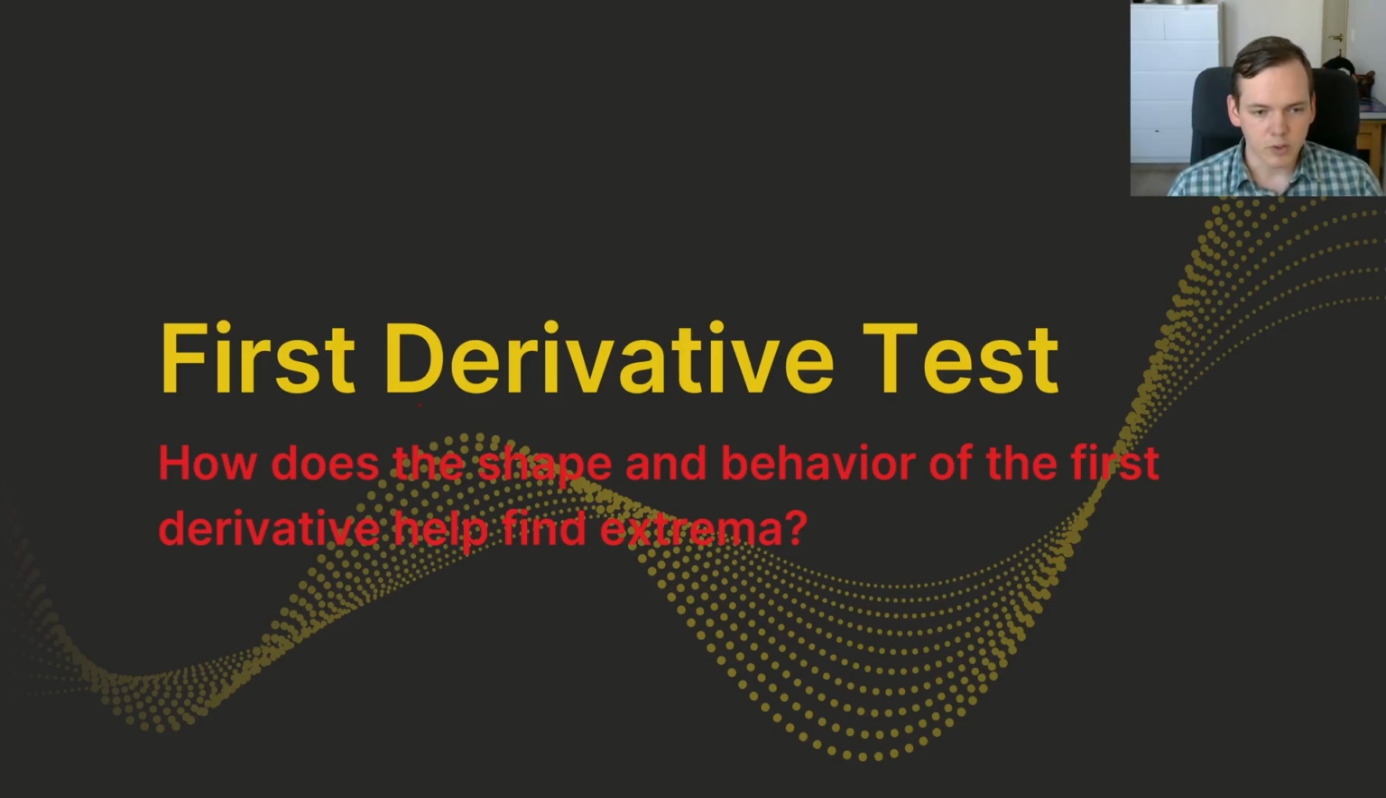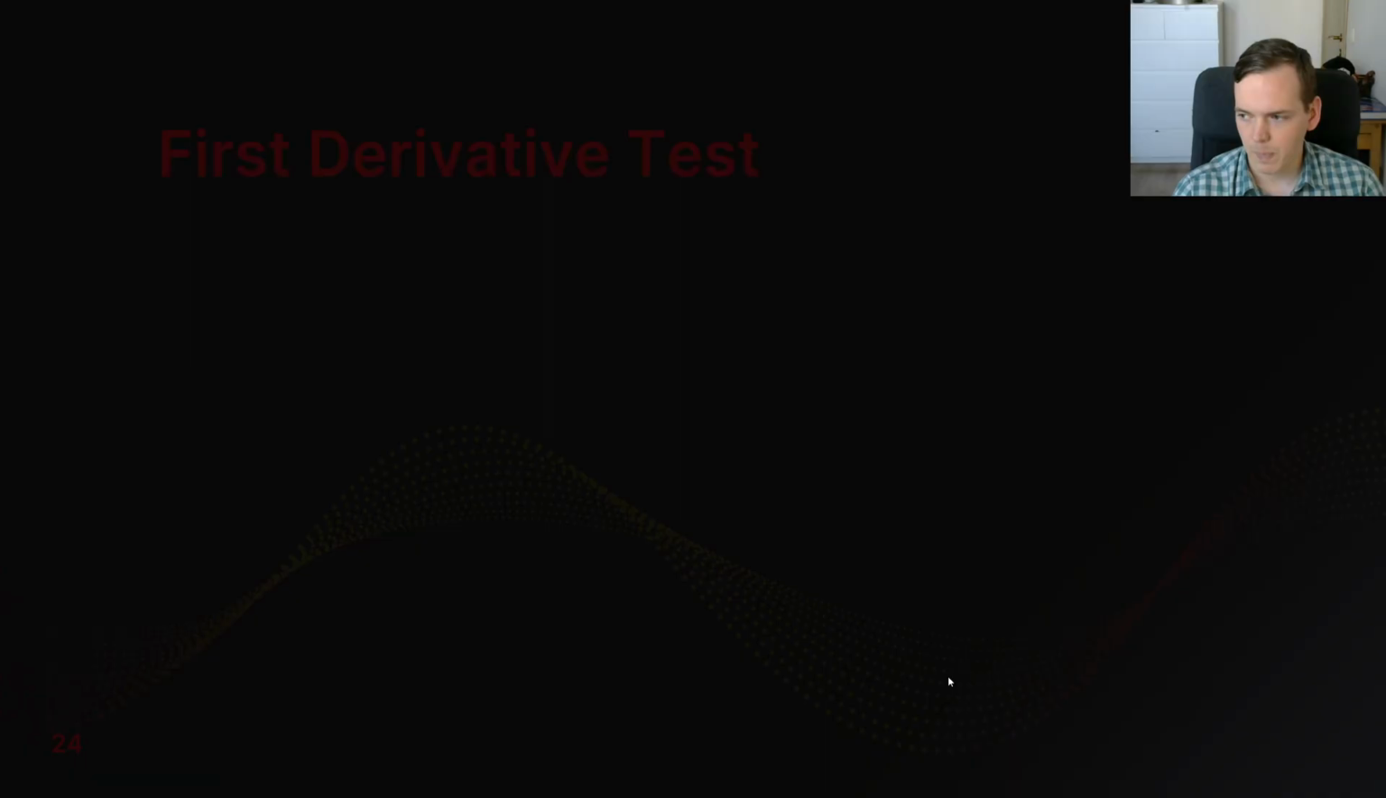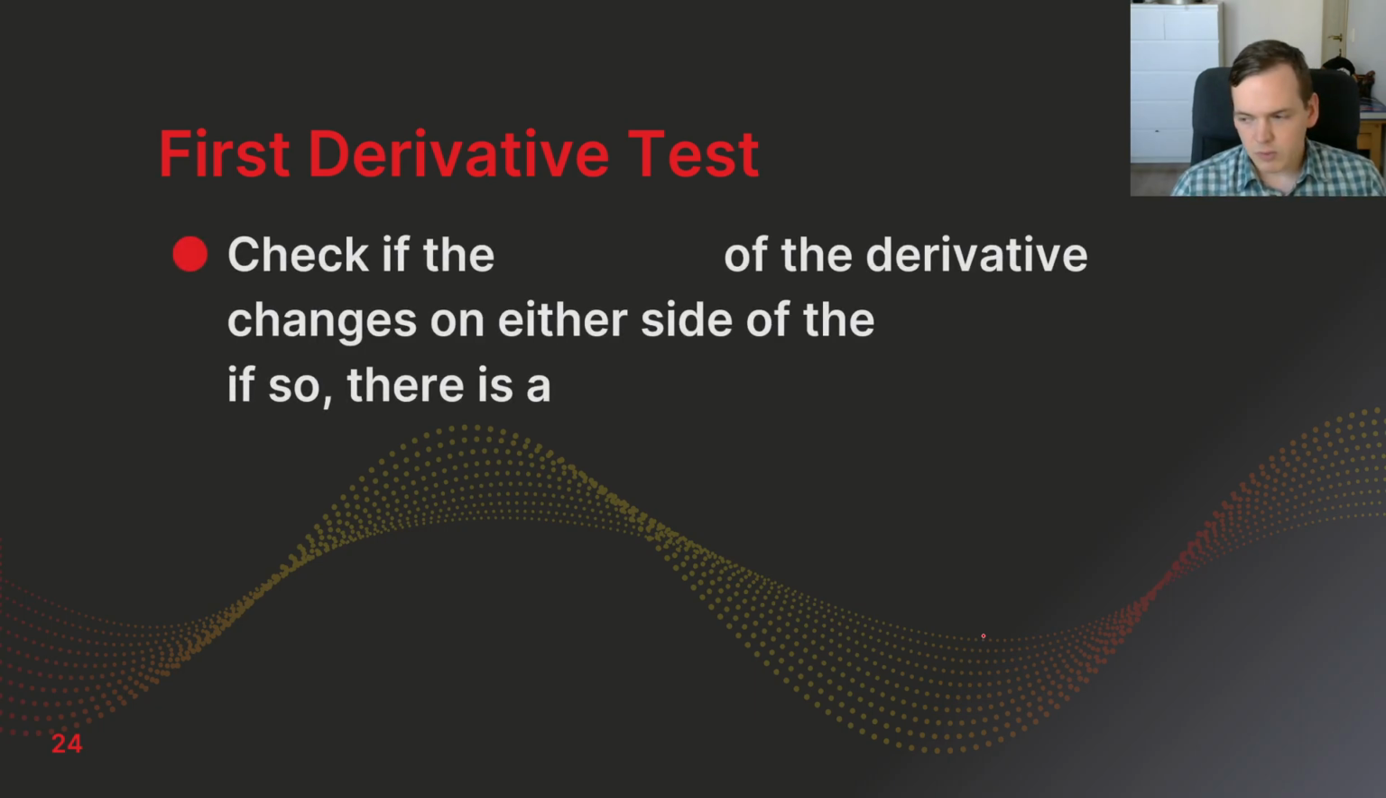We're looking at the first derivative test here, which is a way of knowing the shape and behavior of a function and letting that tell us something about where we expect to find local extrema, local minima, local maxima. So jumping right into that. The first derivative test involves checking the sign, the plus or minus, of a derivative, if it changes on either side of the critical point.